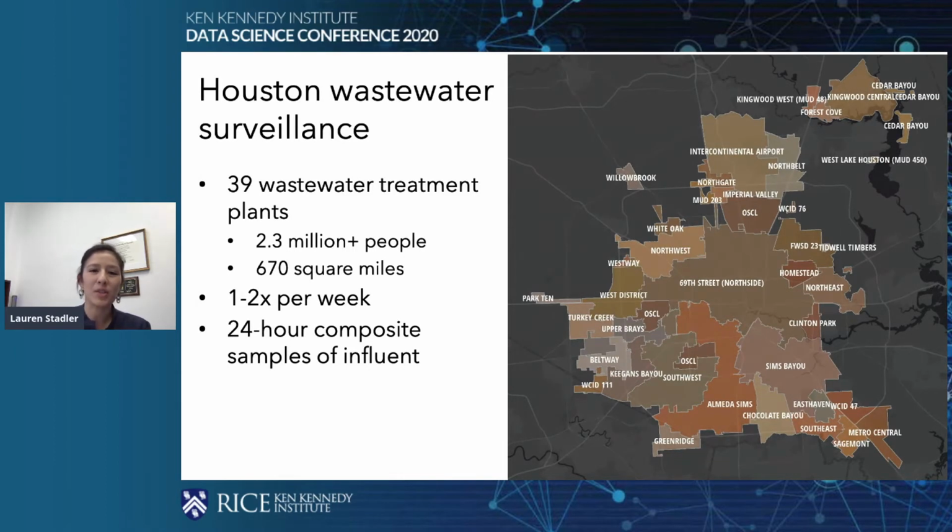So we can use this to get information not just about what's going on over time, but spatially, by looking at all the different neighborhoods served by these different treatment plants. We've been collecting samples once a week. At some points it was twice a week, and these samples are 24-hour composite influent samples of wastewater.